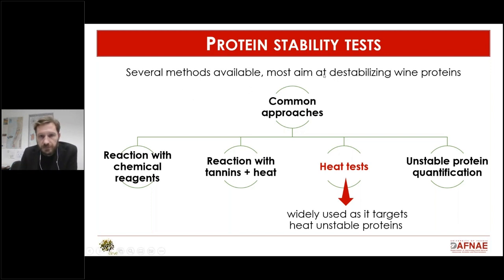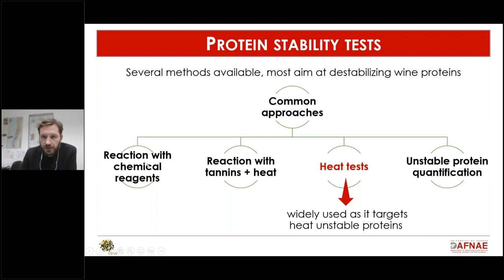So the methods available typically have common approaches. They all aim to destabilize the protein, and so the wine, in a short time, compatible with the time required for a test. And how do you do that? Well, by applying heat, as we said before, heat denatures proteins by definition.